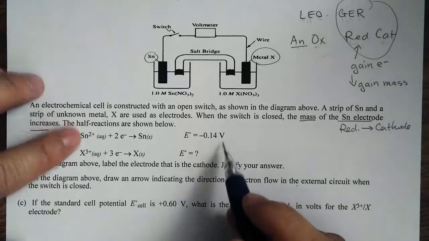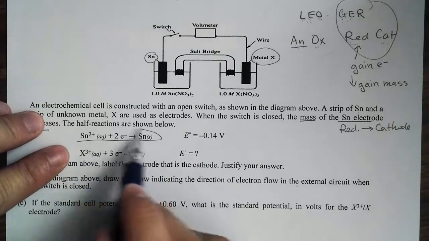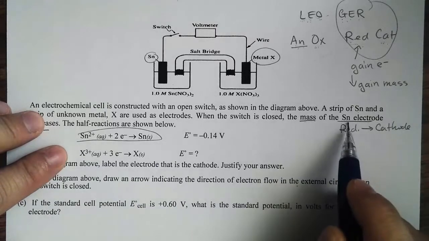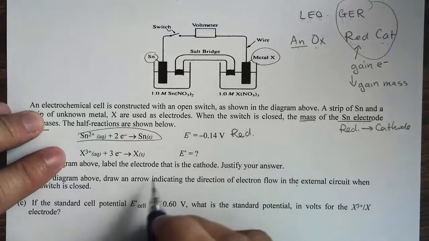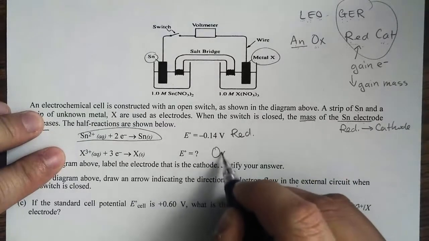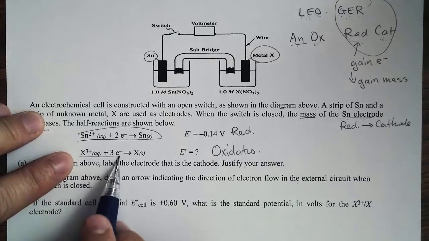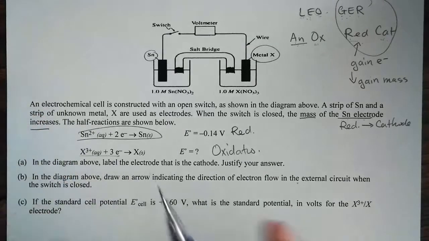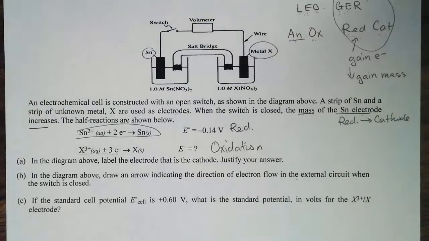And then we have our half cells. So we can now start to identify our half cells. We just learned that the mass increase in the Sn electrode means this must be reduction. So therefore, this must be oxidation. But notice how this is given in terms of reduction. So we have to switch it, okay?